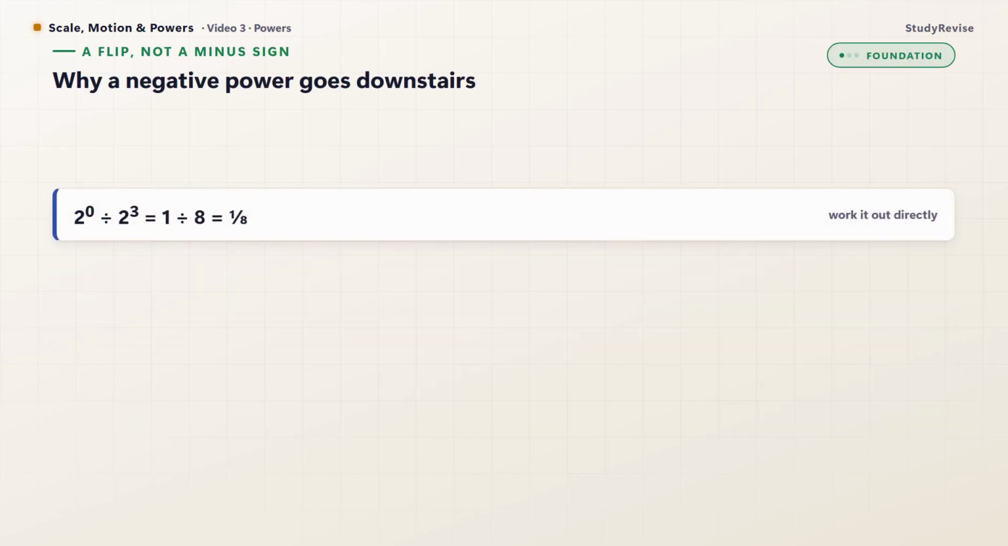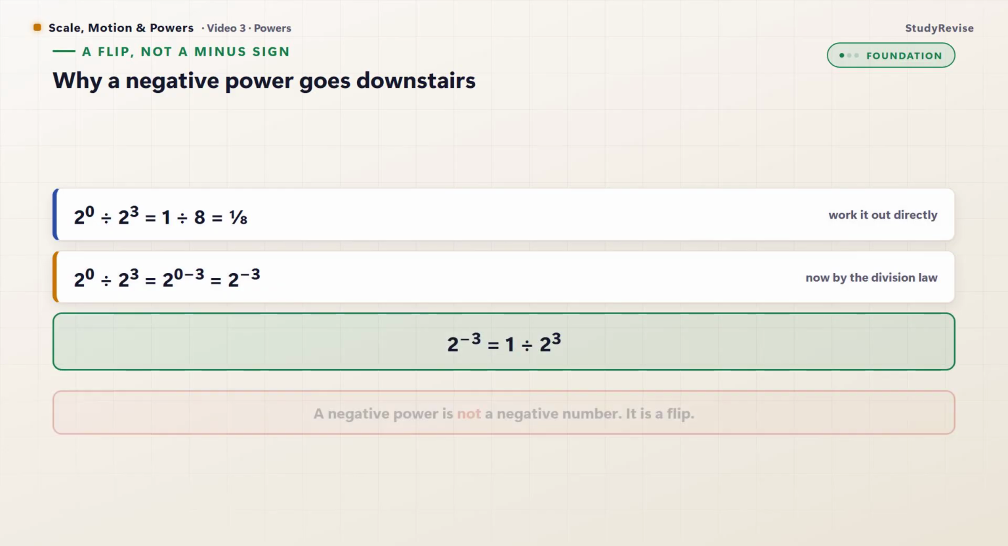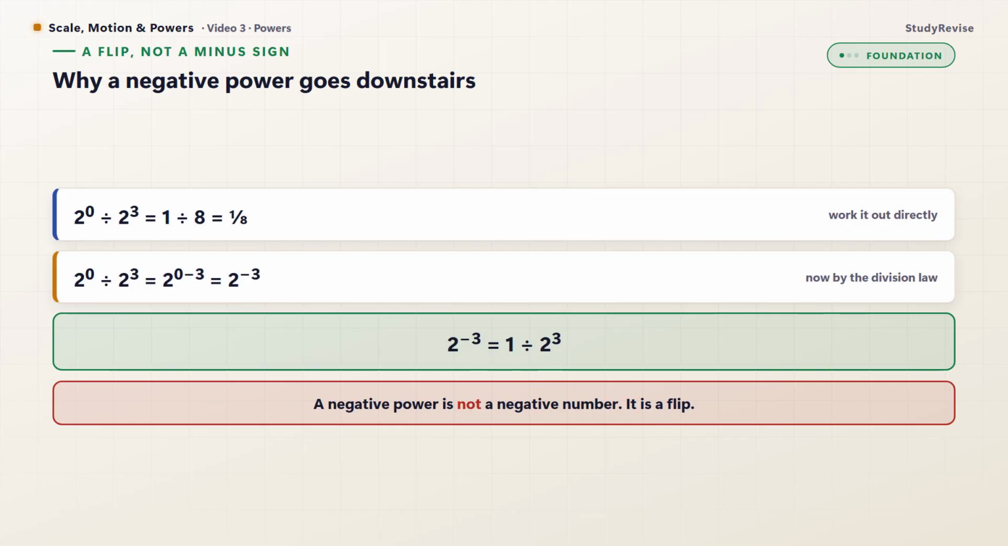Same trick for negative powers. 2 to the power 0 divided by 2 to the 3rd. On top, that is 1. On the bottom, 8. So the answer is 1/8. But by the law, it is 2 to the power 0 minus 3, 2 to the minus 3. So 2 to the minus 3 is 1 over 2 cubed. A negative power is not a negative number. It is a flip. It sends the power to the bottom of a fraction.